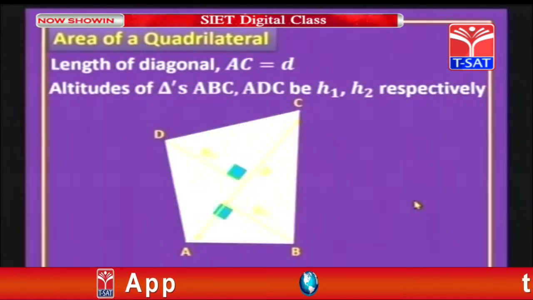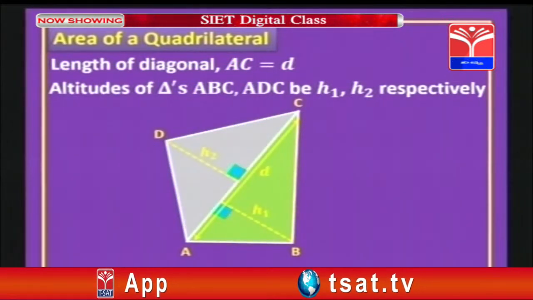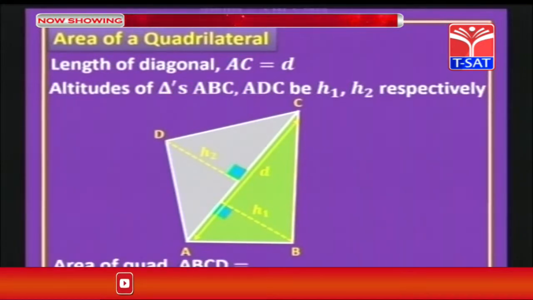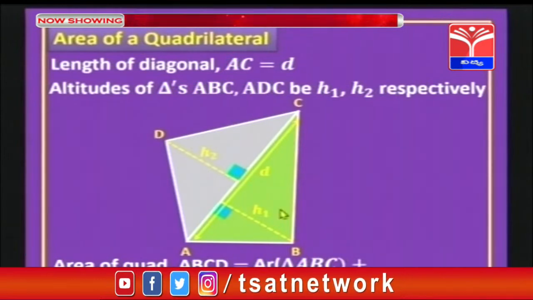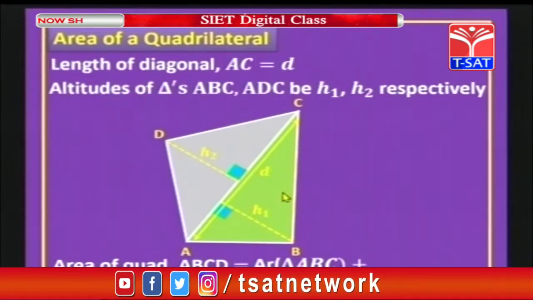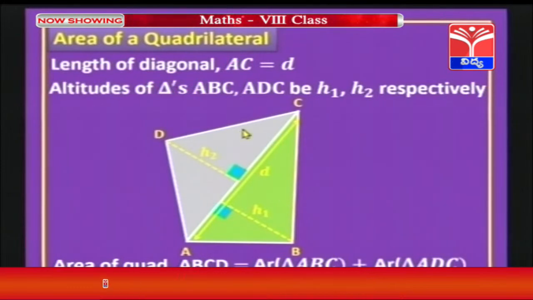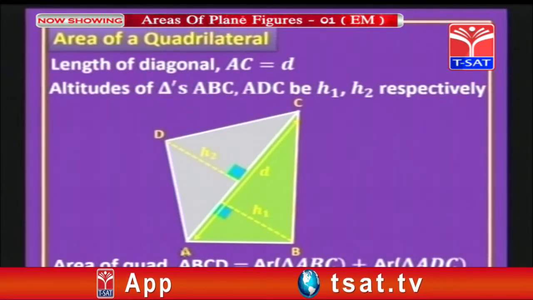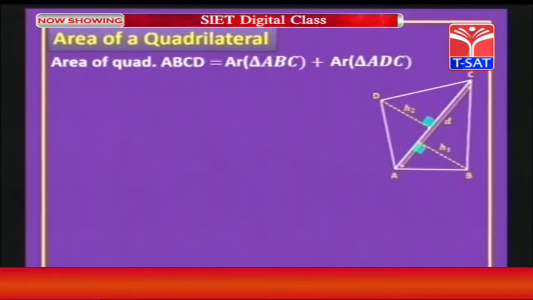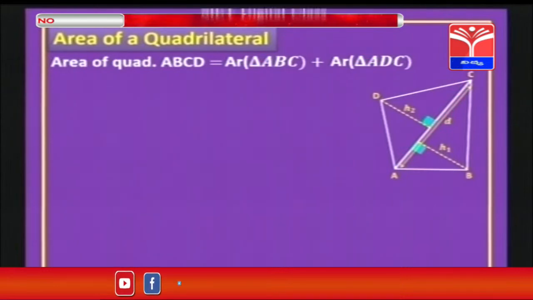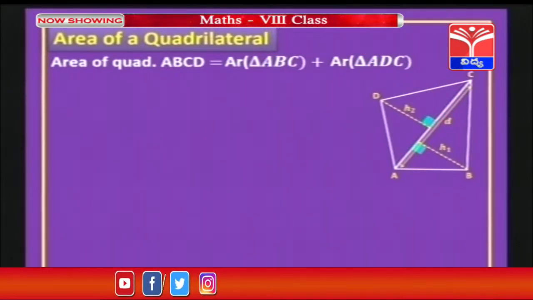Now let us find out the area of this quadrilateral ABCD. Okay children. Which is nothing but the area of triangle ABC, so you can see the green part, plus the area of triangle ADC, so this part. Okay children. So the sum of these two areas will give you the area of quadrilateral ABCD. Now let us substitute the values and find the formula to find the area of quadrilateral ABCD.